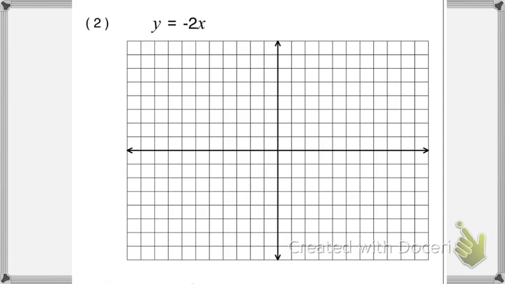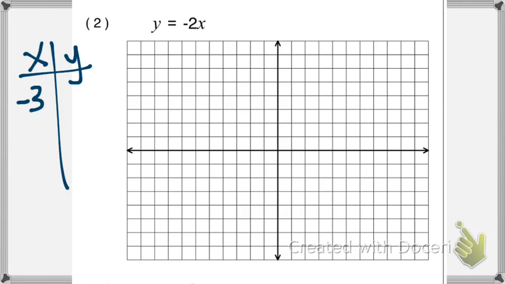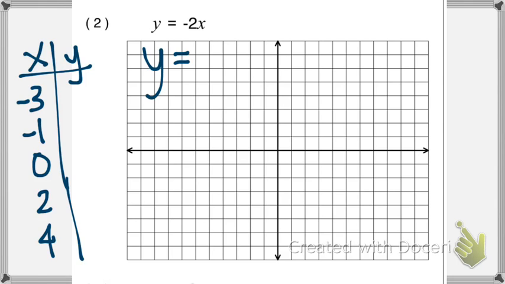Okay, here's another one. So we have our x and y table. I can plug in any number I want to for x. So this time, let's say negative 3, negative 1, 0, 2, 4. So negative 3, the y equals, so we got negative 2. I'm plugging in negative 3 here. Well, this means that I need to multiply those. So negative 2 times negative 3 is positive 6.